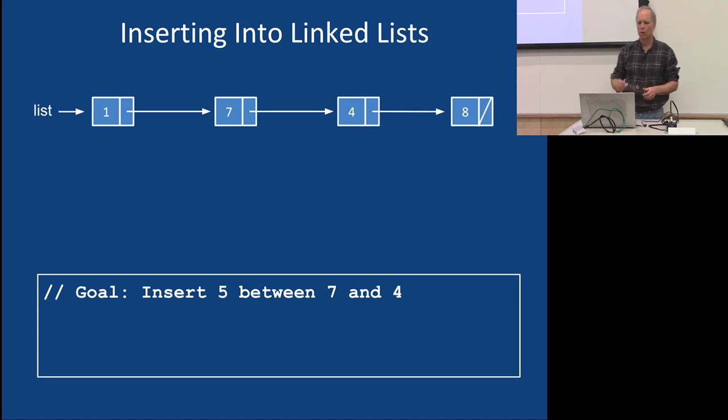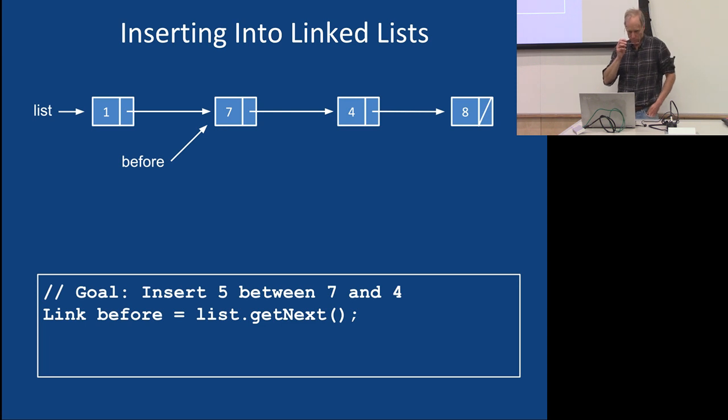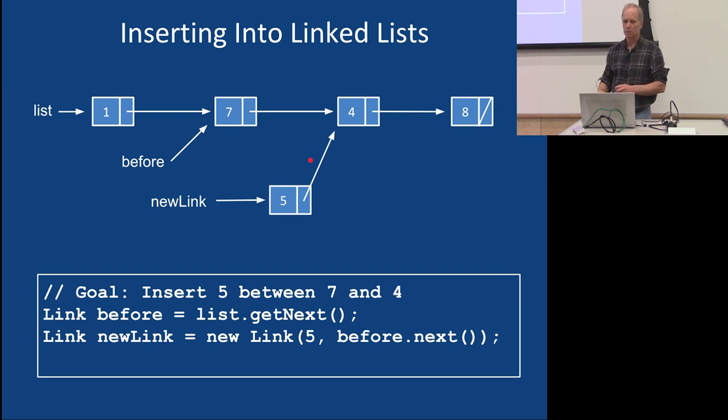So I want to insert, in this case, a 5 between the 7 and the 4. So let me show you the steps of doing an insertion. First, I have to get a reference to the 7 box, because I want to insert after the 7 box. So I say before is list.getNext. So now before refers to this box right here. Then I'm going to create a new link that contains 5, which is the number we want to insert, and refers to before.next. So this new box here contains our new number, and it refers to the same thing that before refers to.